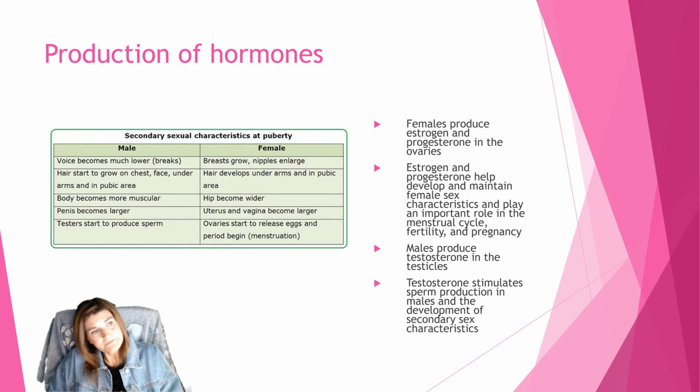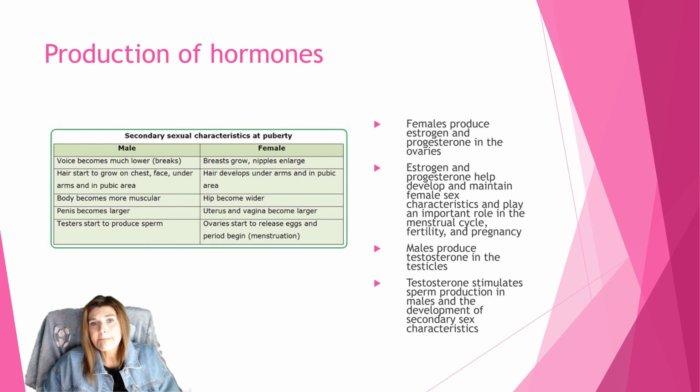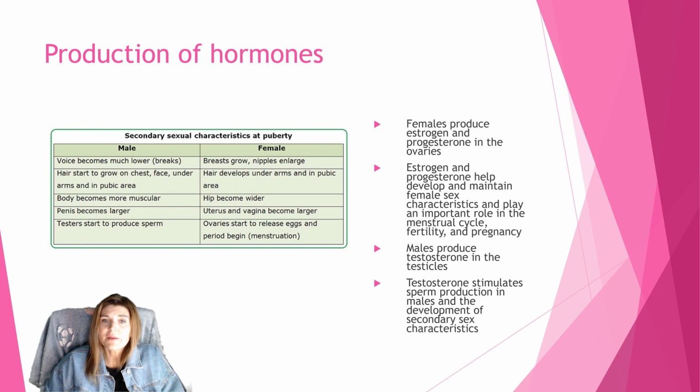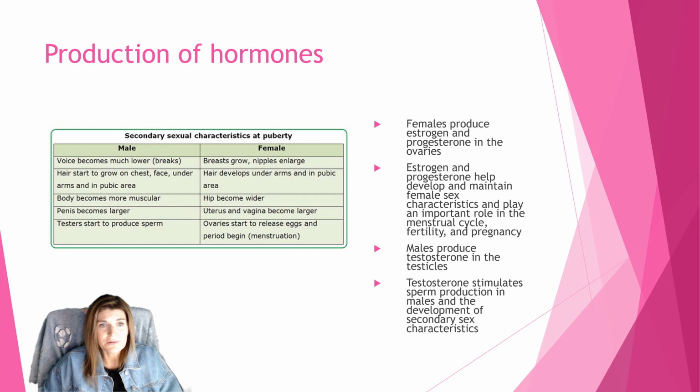Okay, so from this slide, I wanted you to understand the hormones involved. So females produce estrogen and progesterone in the ovaries, and the secondary sex characteristics will happen once we've hit puberty. It's that junior high phase that most of us want to forget about, really. So with females and males, you can see that I've listed out some secondary sexual characteristics that happen at puberty.